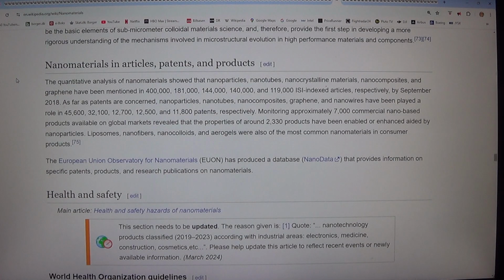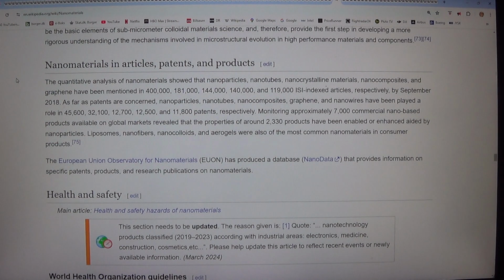Nanomaterials in articles, patents, and products. The quantitative analysis of nanomaterials showed that nanoparticles, nanotubes, nanocrystalline materials, nanocomposites, and graphene have been mentioned in 400,000, 181,000, 144,000, 140,000, and 119,000 ISI indexed articles, respectively, by September 2018.